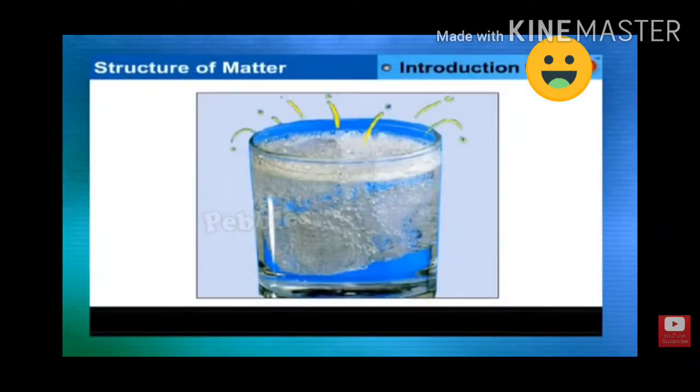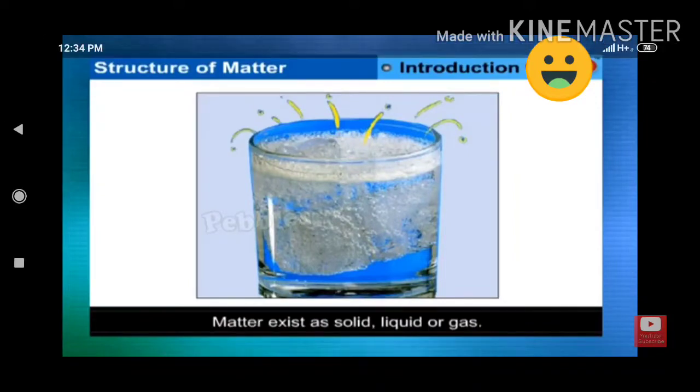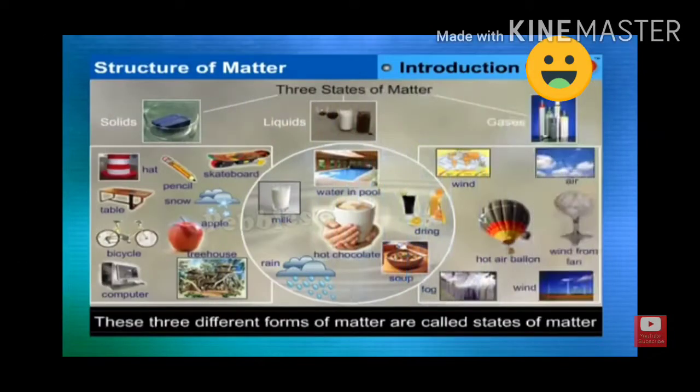States of matter. You have already read in the previous class that anything which occupies space and has some mass is called matter. You also know that matter may exist as solid, liquid, or gas. These three different forms of matter are called states of matter. Matter can exist in any of the three forms: solid, liquid, or gas. These three forms are called physical states or phases of matter.